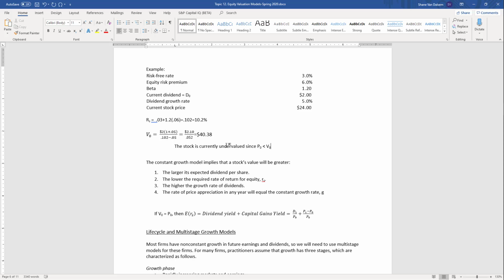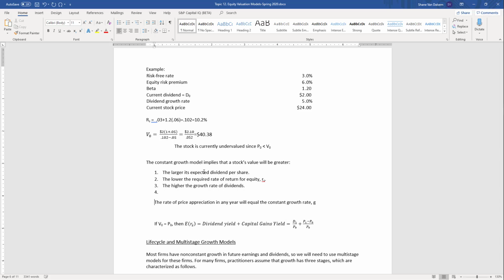So the constant growth model implies that a stock's value will be greater the larger its expected dividend per share. So if we increase that dividend, that value is going to increase. The lower the required rate of return for equity, the higher the growth rate of dividends, and the rate of price appreciation. Oh, sorry, that should not be number 4. So under those 3 circumstances, the stock's value will be greater. The rate of price appreciation in any year will be equal to the constant growth rate G for a constant growth stock.